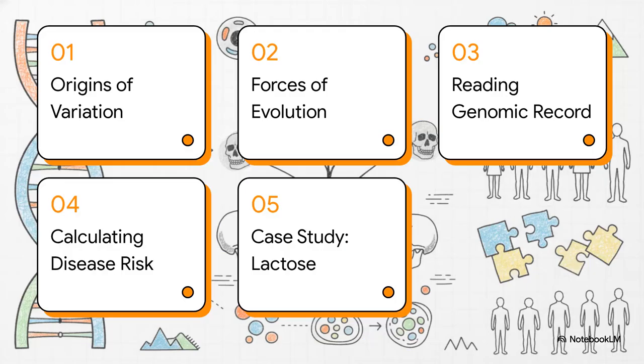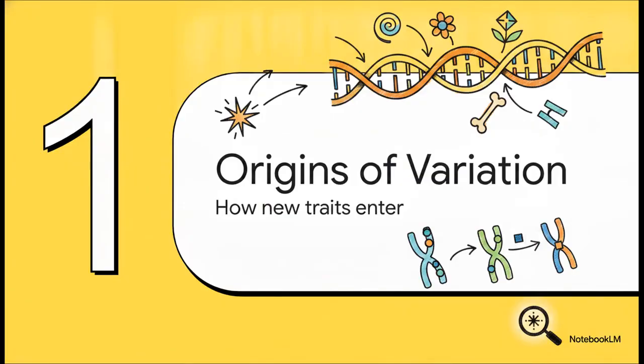Okay, here's our roadmap for today. First, we'll look at the origins of genetic variation. Then, the three forces of evolution, followed by reading the genomic record. After that, we'll use those rules for calculating disease risk, and we'll wrap it all up with an epic case study on lactose tolerance. All right, moving into Section 1, Origins of Genetic Variation.